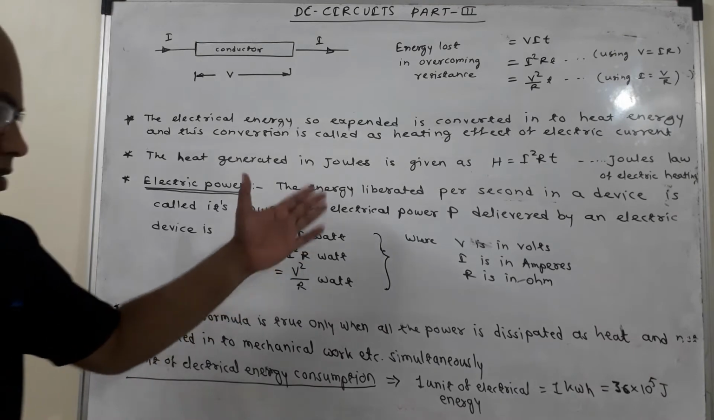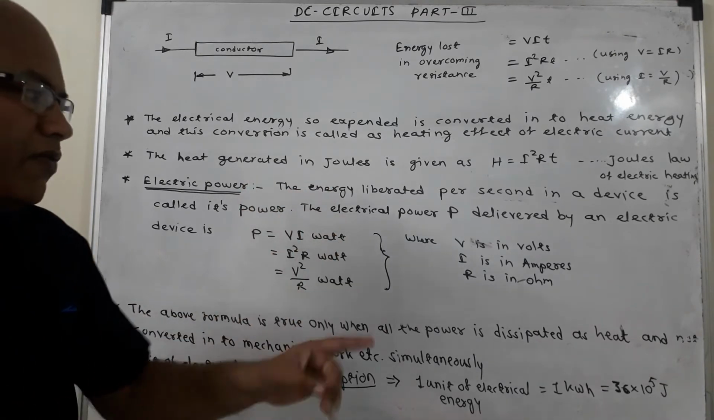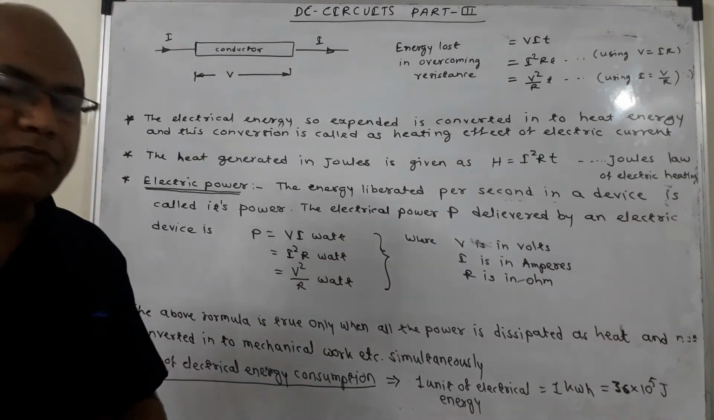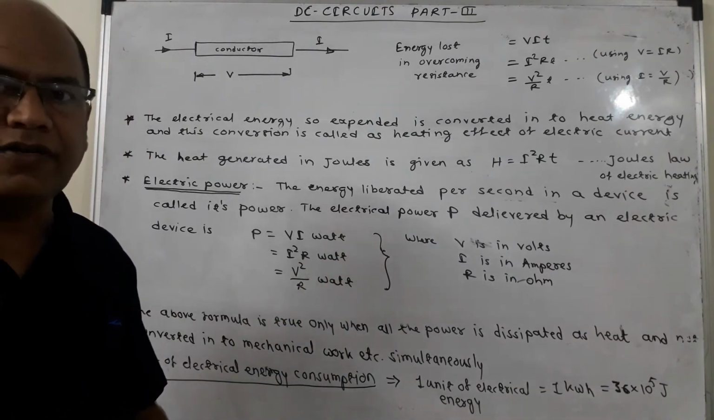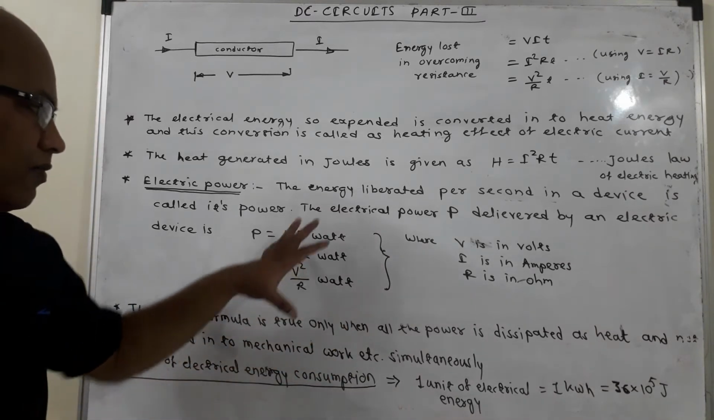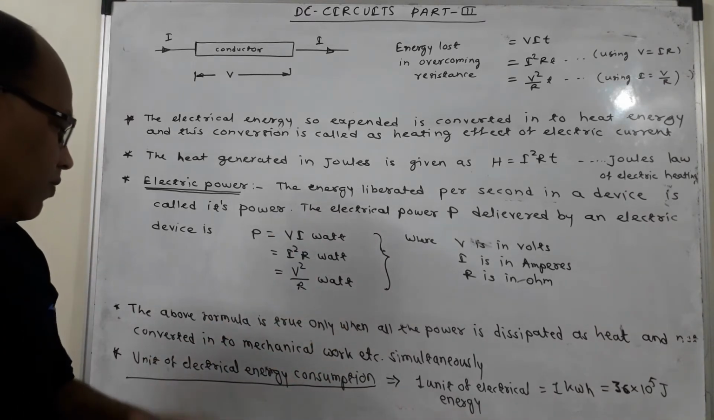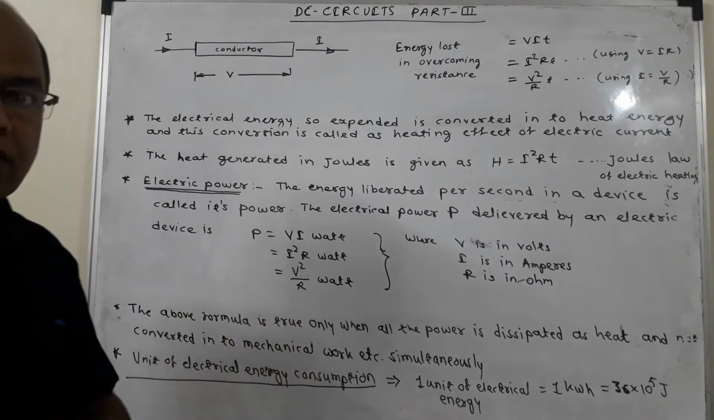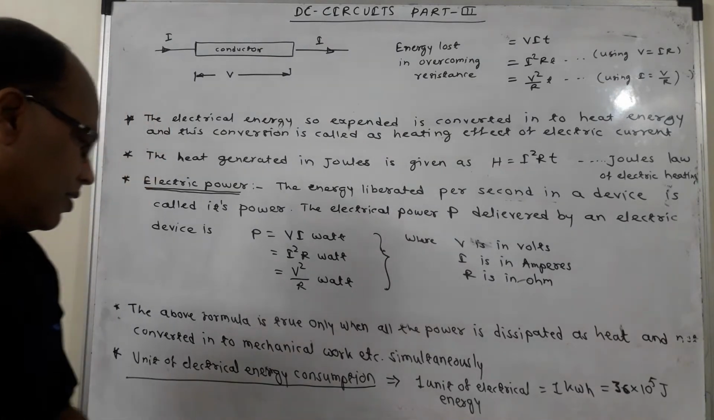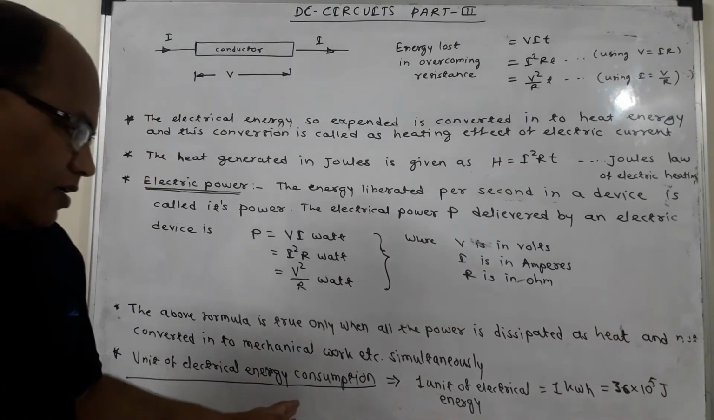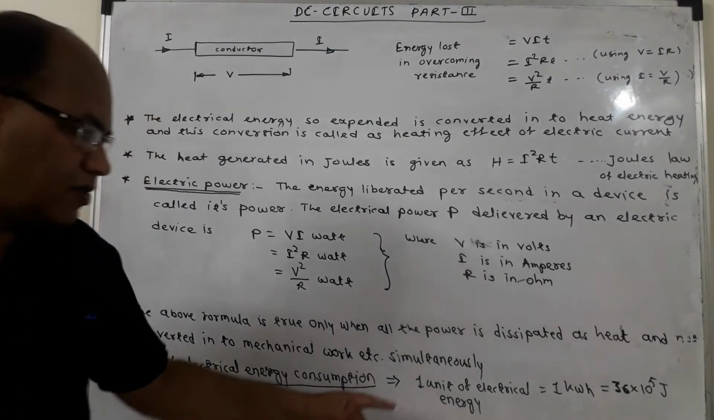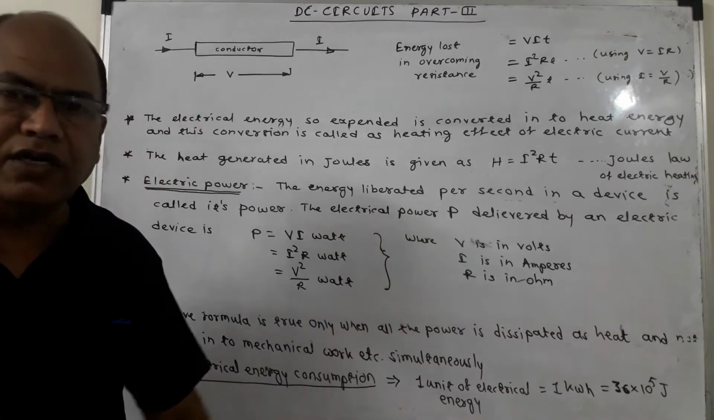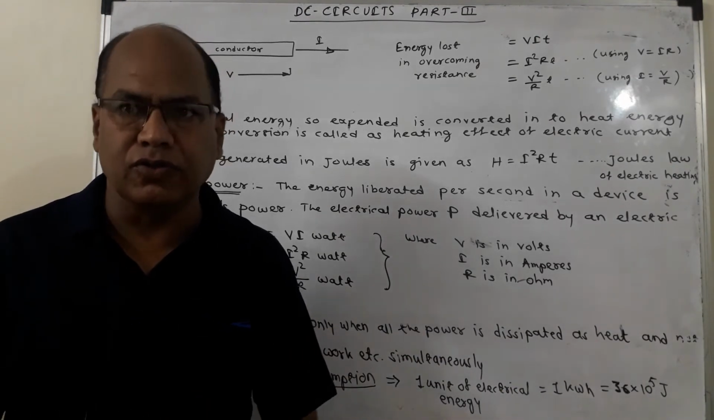The above formula is true only when all the power is dissipated as heat and not converted into mechanical work etc. simultaneously. So you will have to remember it very well. These formulae can only be used when all the power is dissipated as heat and not converted into mechanical work simultaneously. The unit of electrical energy consumption: 1 unit of electric energy is equal to 1 kilowatt hour, which is equal to 36 into 10 raised to 5 joules.